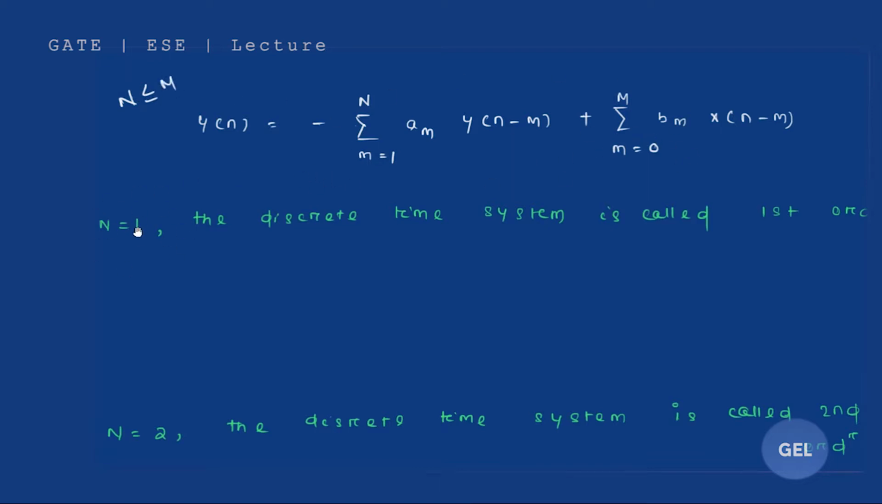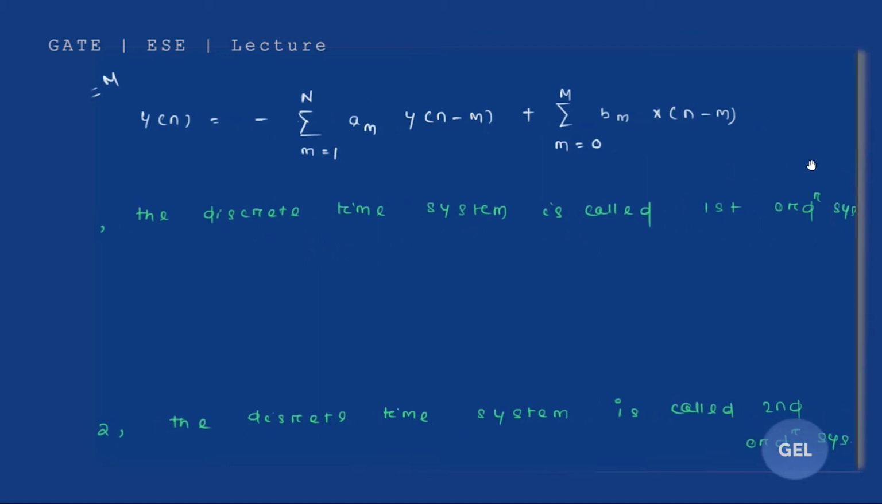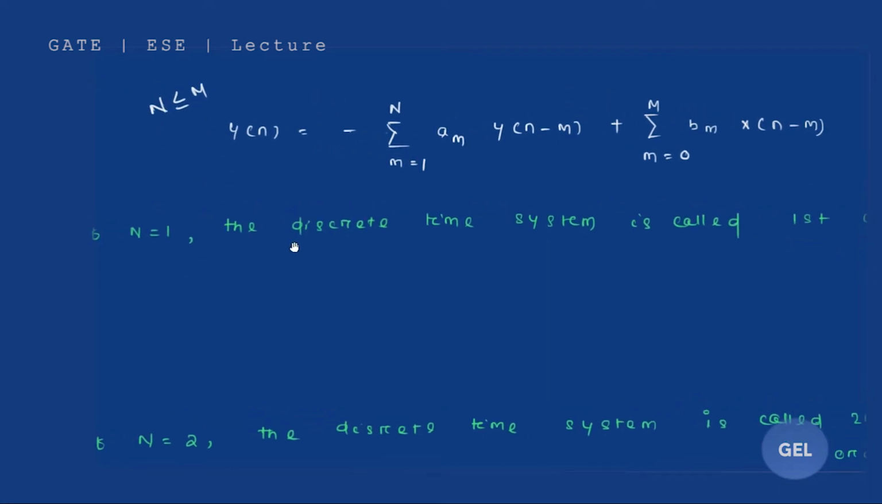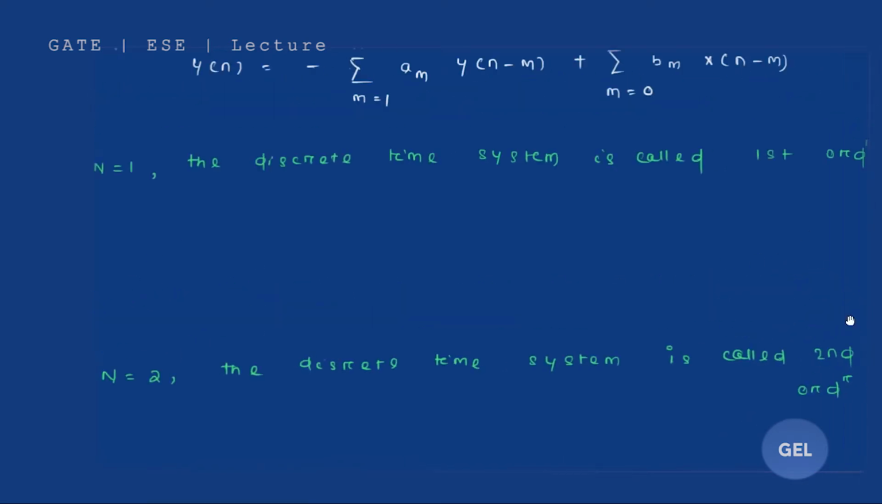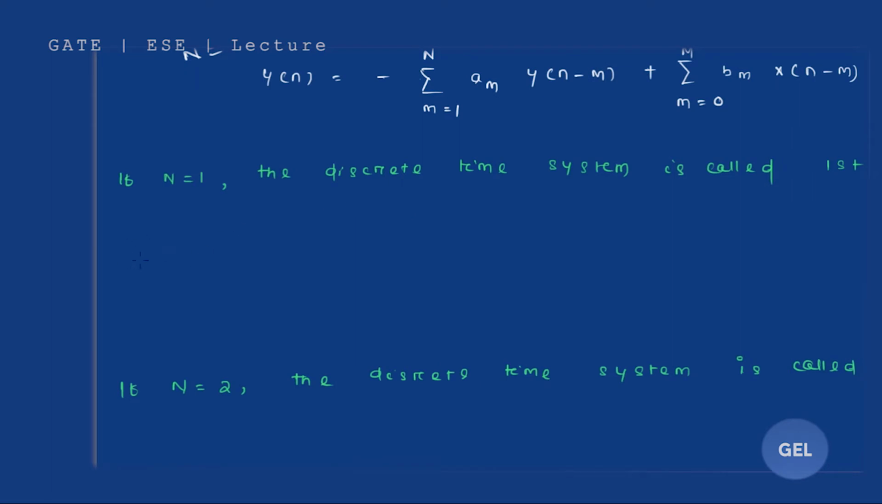Now for n equals 1, the standard equation that you will get for the discrete time system will be nothing but your first order system, because through n you are defining the order of the system, and for n equals 2 you will be defining the second order system. Now for n equals 1, what will be the equation? The equation will be y of n equals minus a1 y of n minus 1 plus b naught x of n plus b1 x of n minus 1.